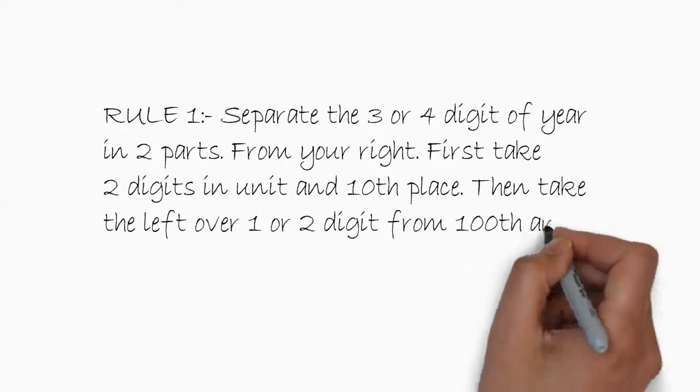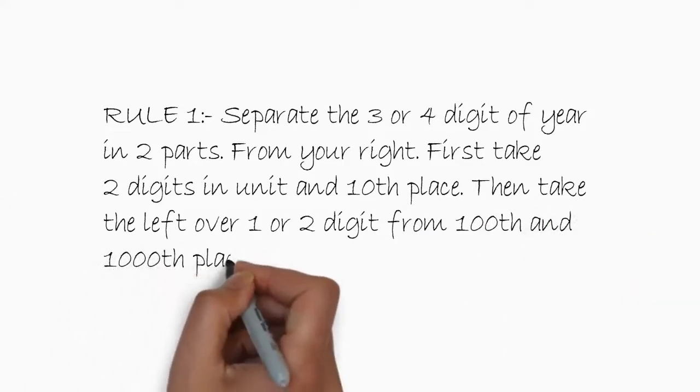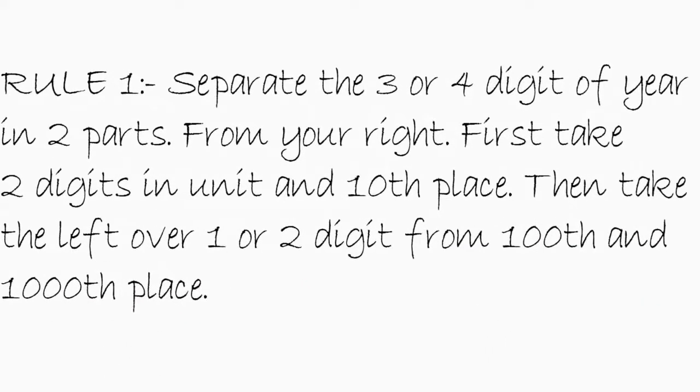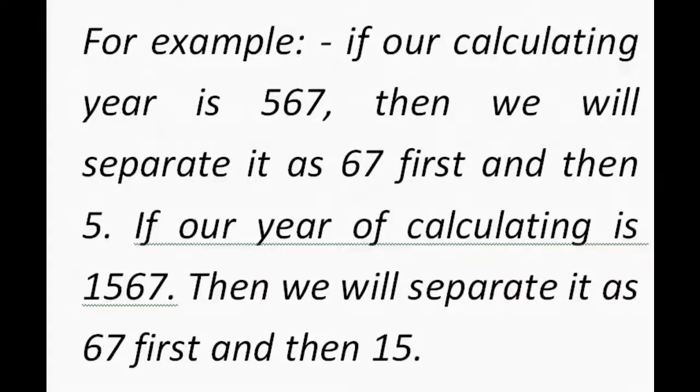I will tell you now the purpose of these 2 separated parts. For example, if our calculating year is 567, then we will separate it as 67 first and then 5. If our year for calculation is 1567, then we will separate it as 67 first and then 15.